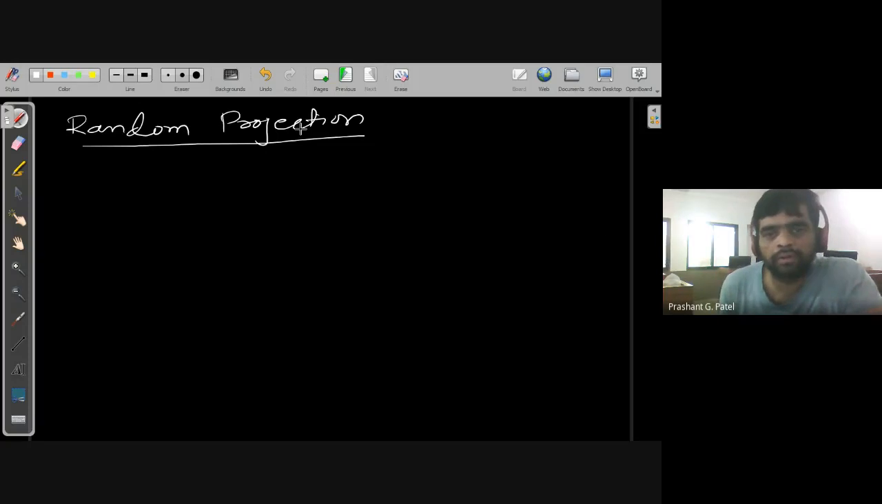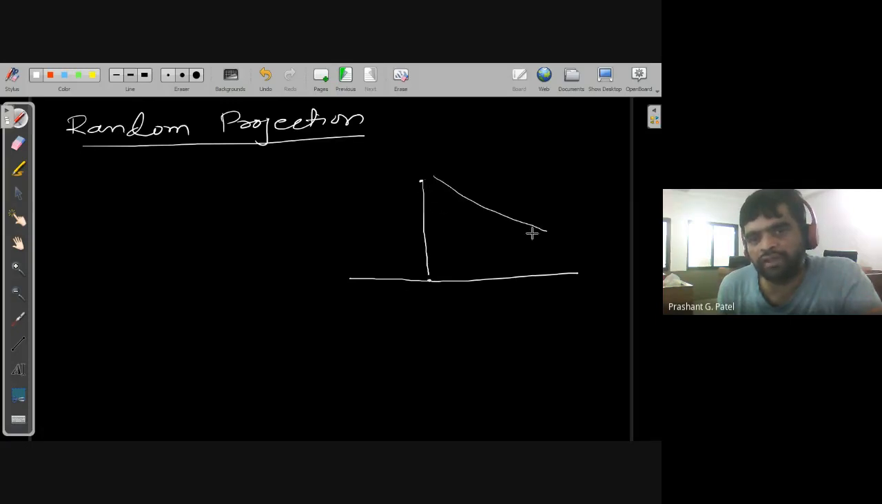For example, if you have here one line, what will be the projection of this line onto this line? If this line is projected on this line, then it will have just one point. But if this line is on this way, then it is a line segment of this. So just suppose here it is one light.